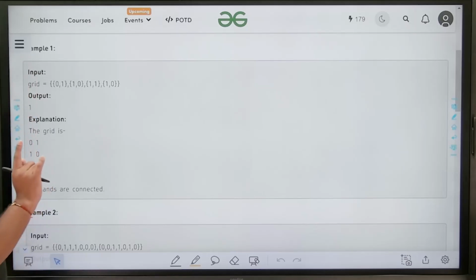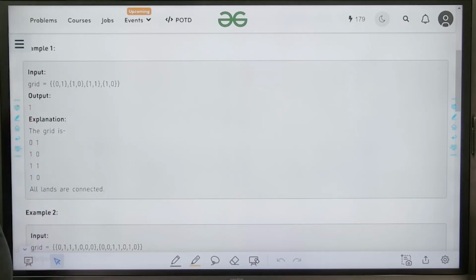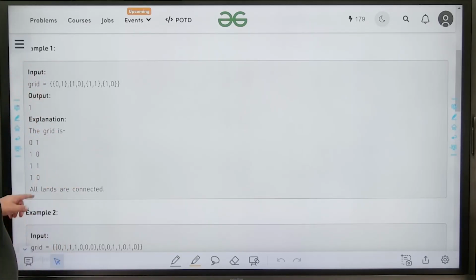Also, the island is said to be surrounded by either water or the boundary of the grid. So if we look at this point of the island, on the right hand side it is surrounded by water, on the left hand side it is surrounded by the boundary of the grid, and also on the bottom side. So that is why it is said that the island is surrounded by either water or the boundary of the grid. All lands are connected, so we have only one island.